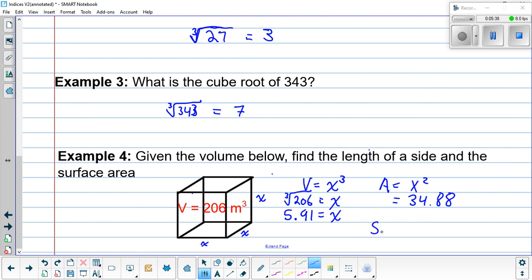So my surface area is equal to 209.28. Okay? And that's meters squared. Do not forget your units. So, one thing I want to mention, so notice how it's 206 for the volume, meters cubed, and 209.28 for the surface area. One thing that they sometimes like to ask is, show a comparison between the volume and the surface area, what's the ratio, those kinds of questions.